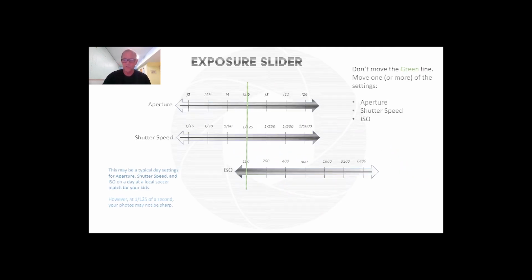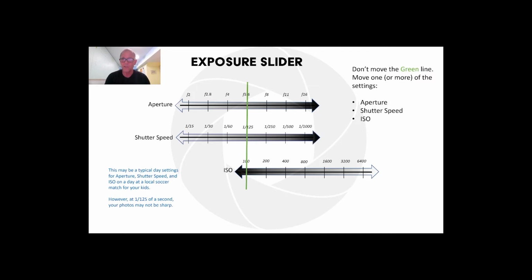So we're going to go to my slide called exposure sliders. This is how I understand exposure triangles. It's not a triangle whatsoever, it's sliders. So here's an aperture slider, shutter speed slider, and the ISO slider, just like the exposure triangle before, except they're on horizontal lines and you can relate to them. We have a green line going through the middle. We don't want to move the green line when we're playing with this to understand the exposure triangle or the exposure that you're dealing with.